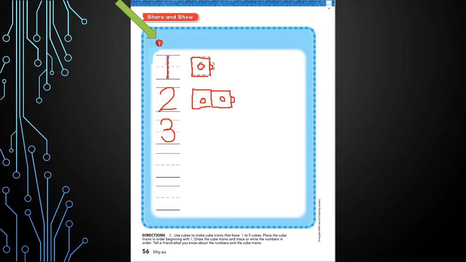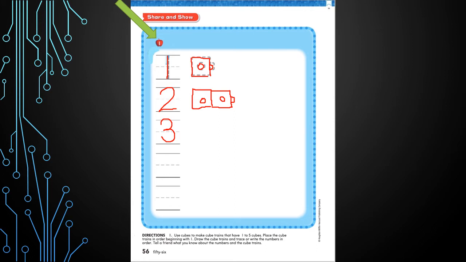And when I'm drawing these cubes, remember, they are not standing this time. They are sleeping. When the cubes are sleeping, we call these cube trains. They're not cube towers anymore. They are cube trains. Now, after 1, 2, the number that comes is 3.